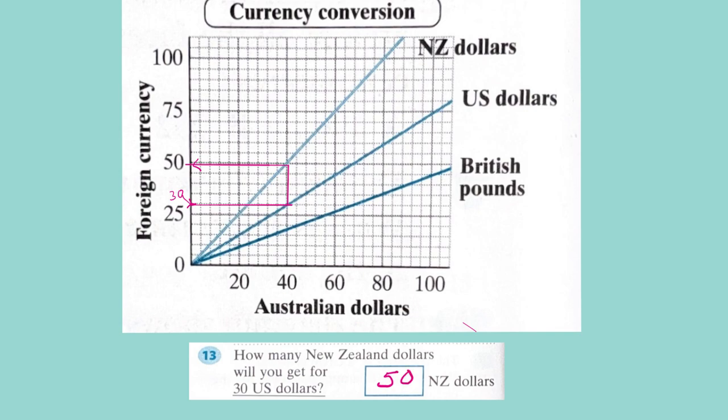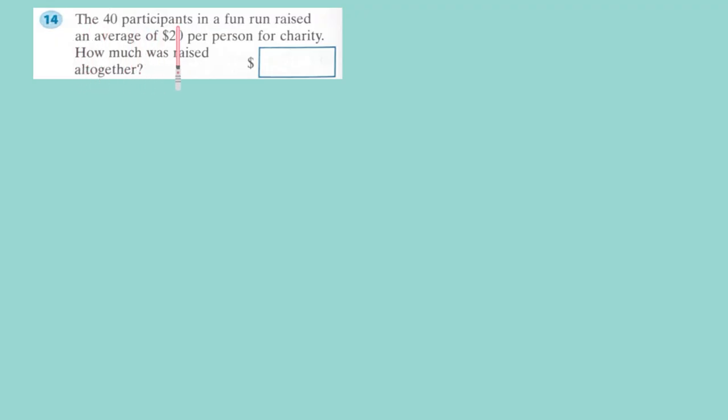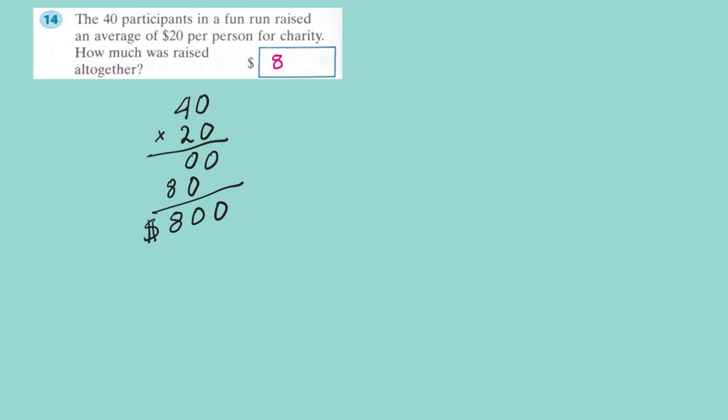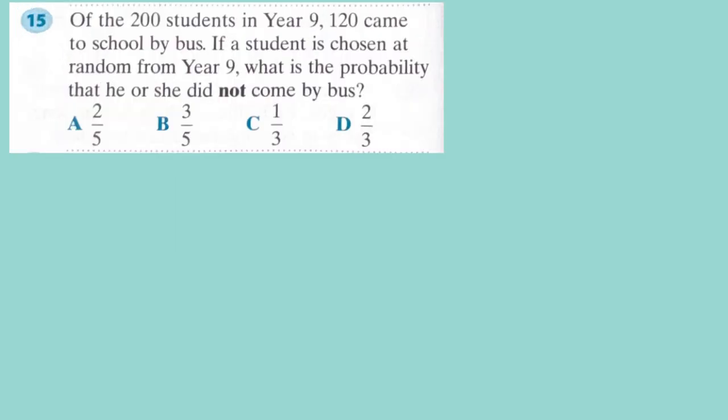New Zealand dollars. The 40 participants in a fun run raised an average of $20 per person for charity. How much was raised altogether? Well, each person on average raised $20, and if there were 40 of them, then it'll be 40 times $20. And this should make $800 raised. And I'll put $800 in the box. So this problem isn't too hard.